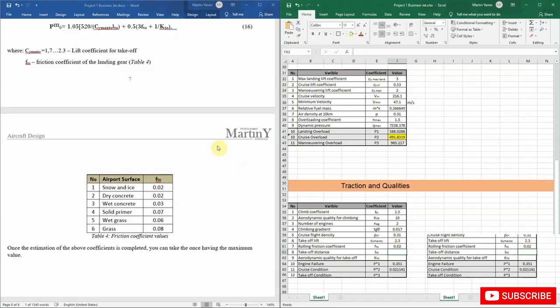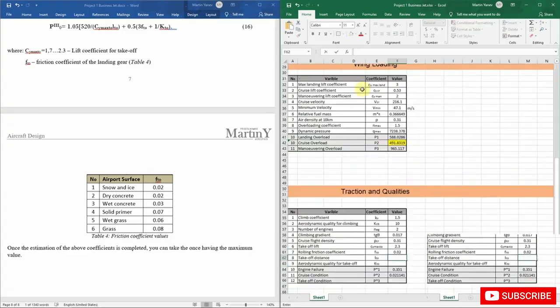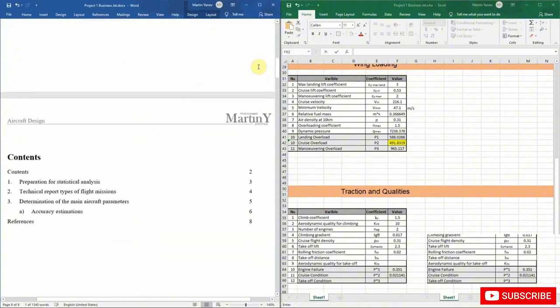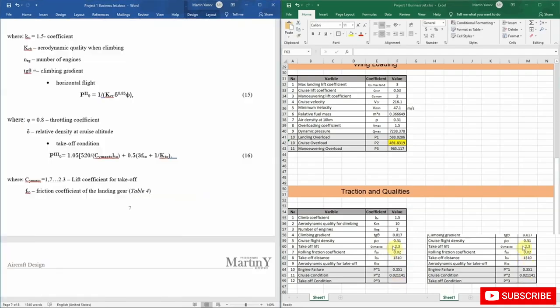0.02. Okay, then the distance for taking off, we have it from our statistics, and I will check it right now. So the takeoff distance here is equal to 1510. And then for the quality when taking off, we will write 12, because it is about 12 for standard aircraft.